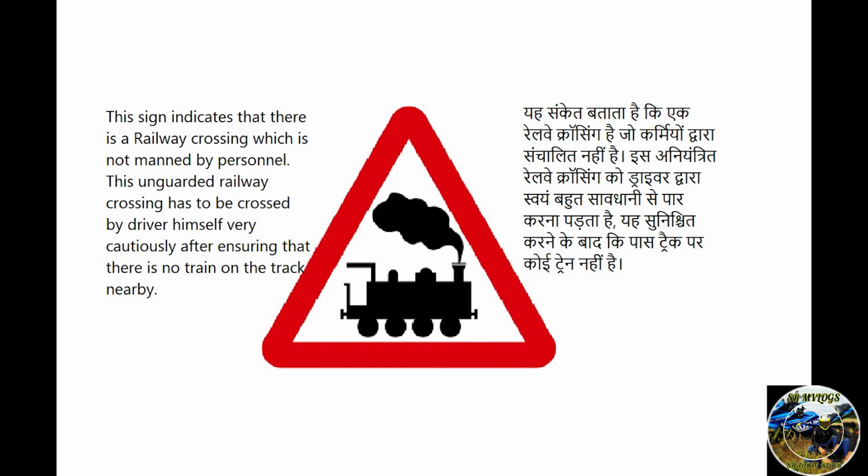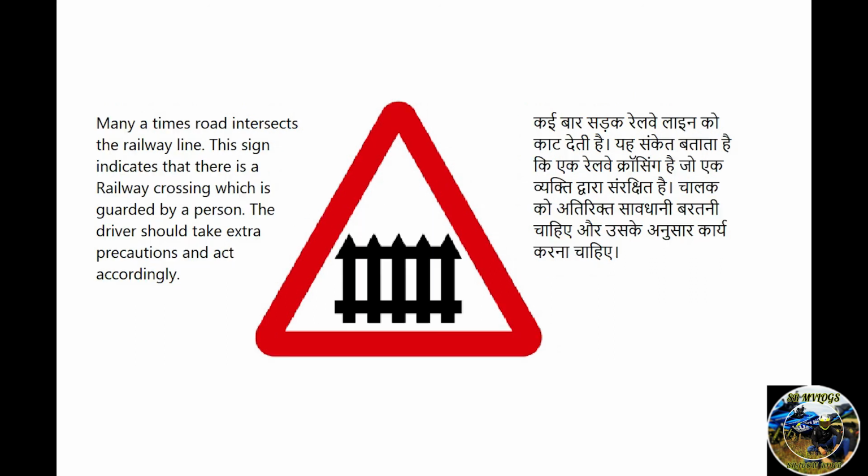This sign indicates that there is a railway crossing which is not manned by personnel. This unguarded railway crossing has to be crossed by the driver himself very cautiously after ensuring that there is no train on the track nearby. Many a time the road intersects the railway line. This sign indicates that there is a railway crossing which is guarded by a person. The driver should take extra precautions and act accordingly.